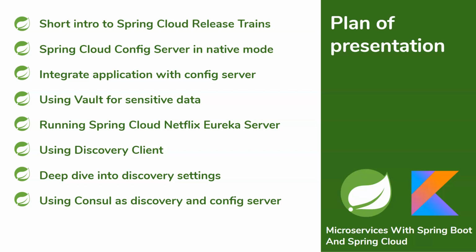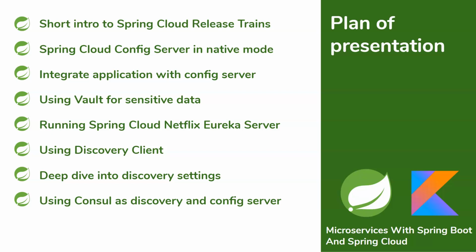Git backend is a really nice option, but I decided to demonstrate how to use two other of the available formats: file system backend, also called native, and Vault backend. With file system backend, you are storing application configuration files on file system or even on classpath. Maybe it's not the best option for production, but it's great for a tutorial.